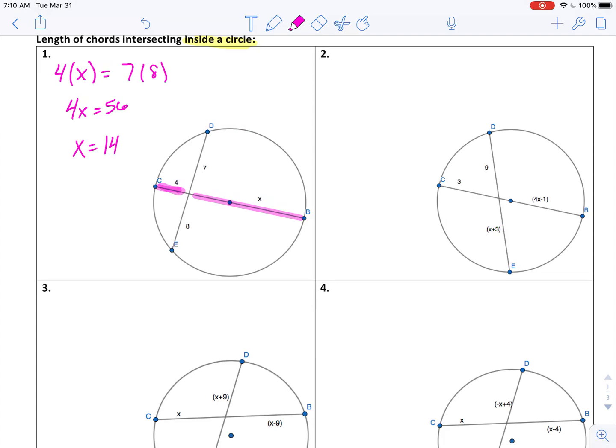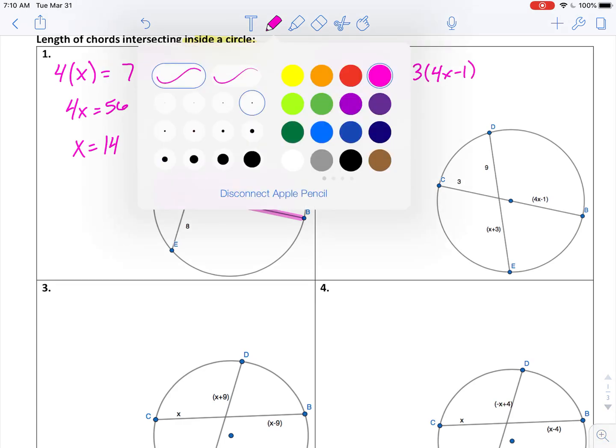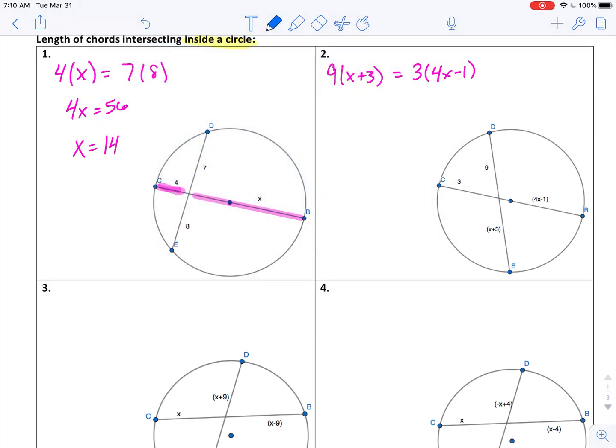So just as a review, why don't you guys look at number 2. We're going to do the same thing here, but there's a little bit of a difference. We've got a binomial, an x plus 3. So we'll do the same process. We'll still take 9 times the other part of that same chord, x plus 3. And we'll say that is equal to 3 times the other part of chord CB. So 3 times the other part of that chord.